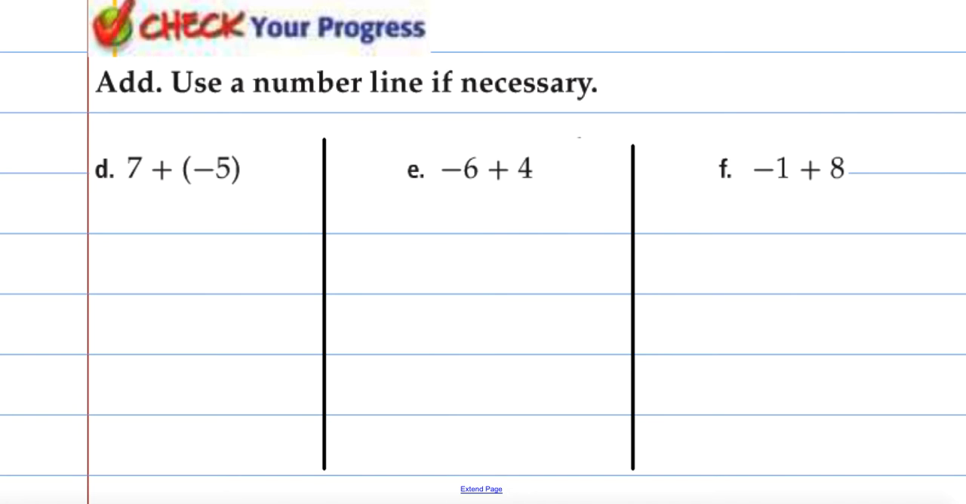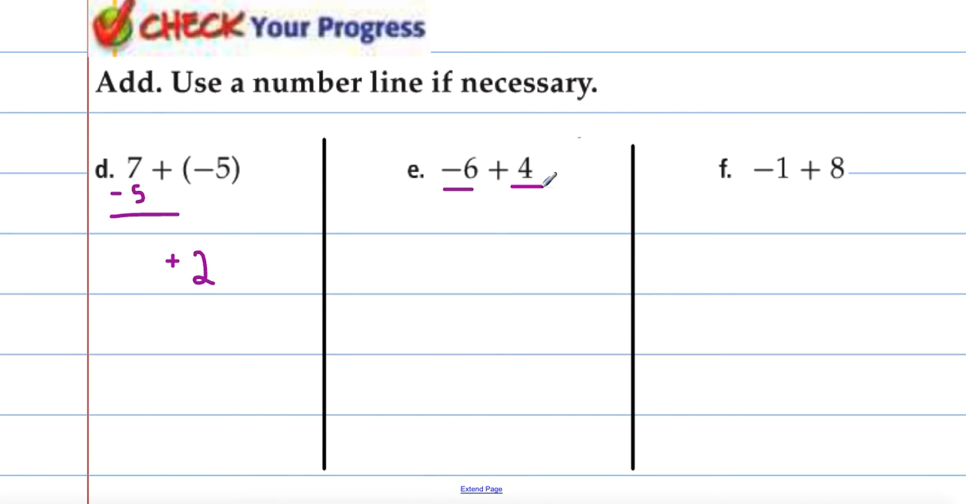Give these ones a try. Find which one has a larger absolute value. 7 is 7 units away. -5 is only 5. So I'm going to keep the sign of my positive, my larger number. How many more is 7 than 5? That's really just taking 5 away from 7, which is a value of 2.